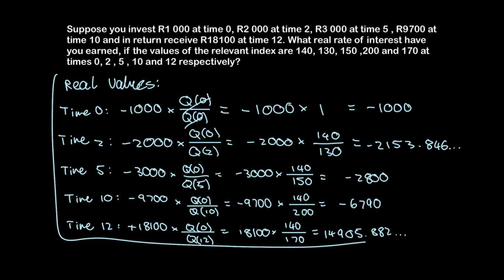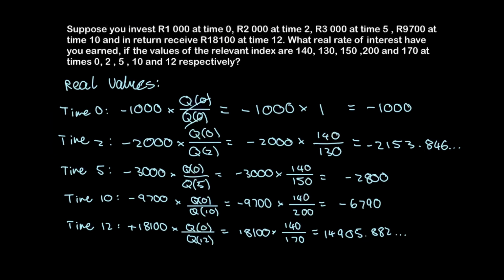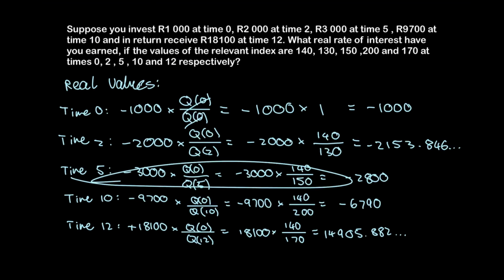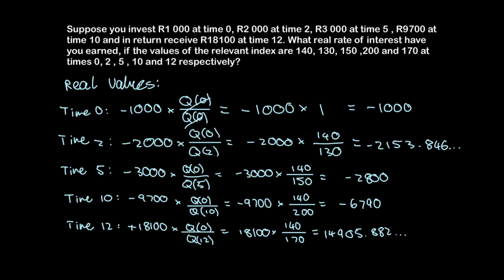Okay, so let me quickly walk you through what I've done here. For the cash flow at time 5, we had 3,000 Rand, which was an outflow, so we have the negative. We are multiplying by Q0 over Q5. So we divide by Q5 because that's where we are coming from, and we are multiplying by Q0 because that's where we are going. The relevant indices for Q5 is 150 and 140 for Q0, as you can see here. We calculate that and we get negative 2,800.